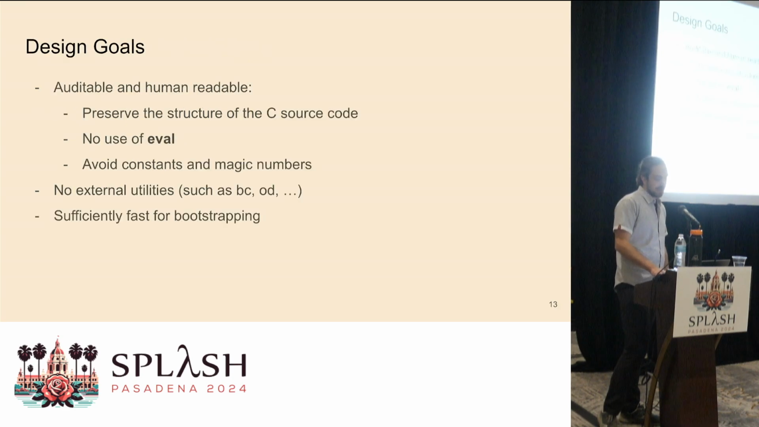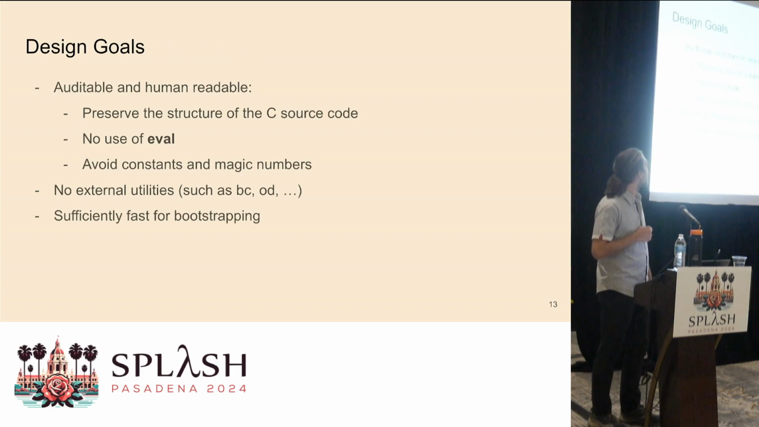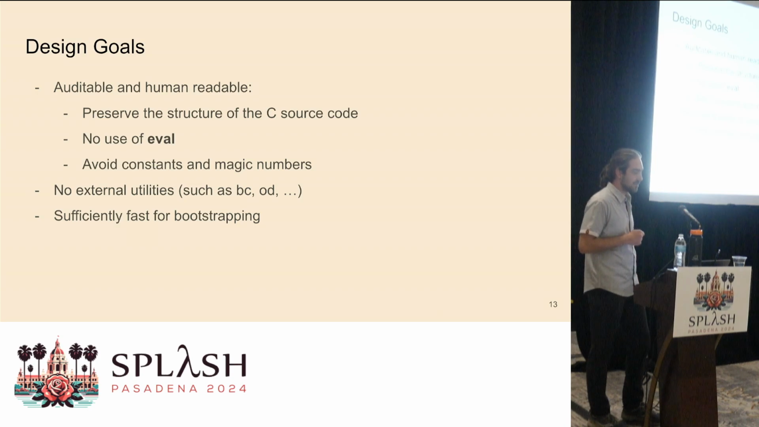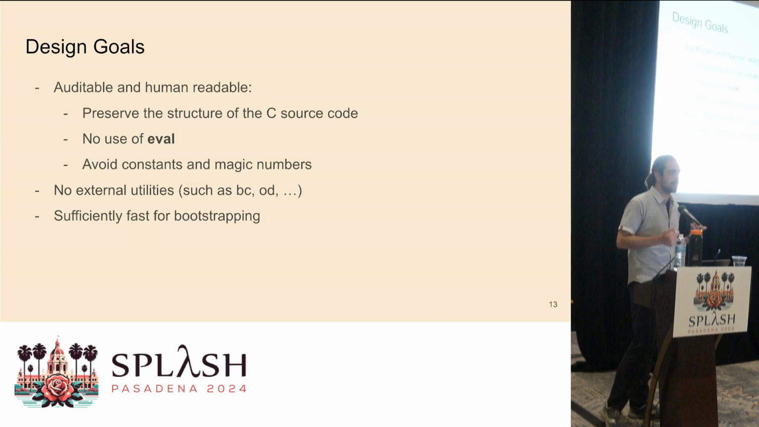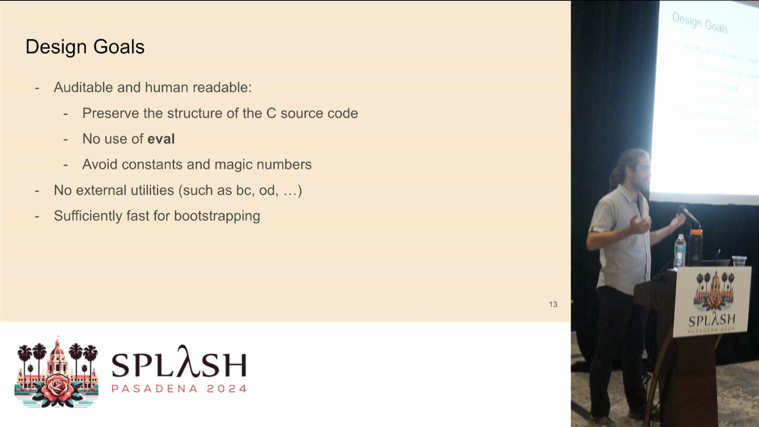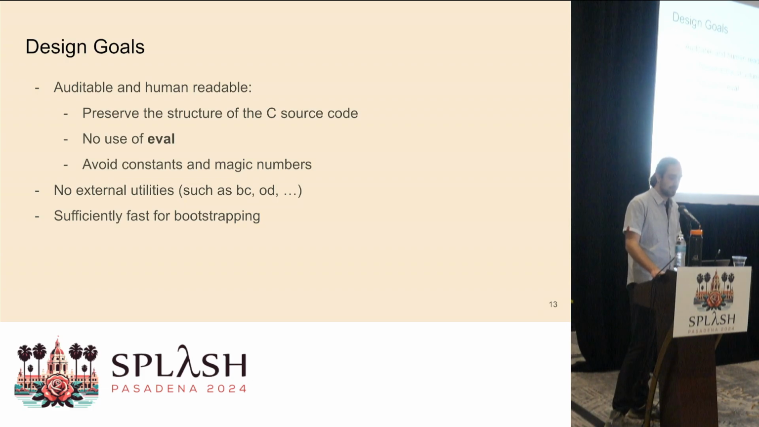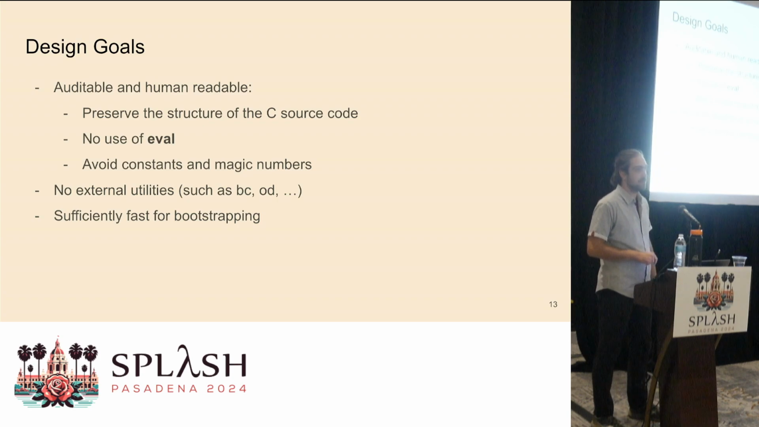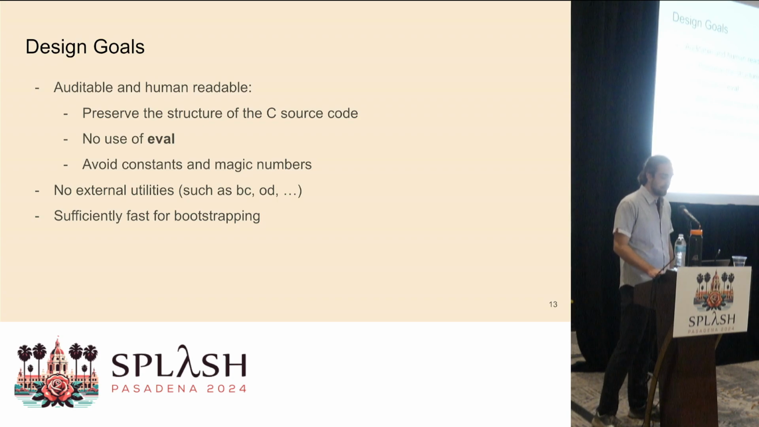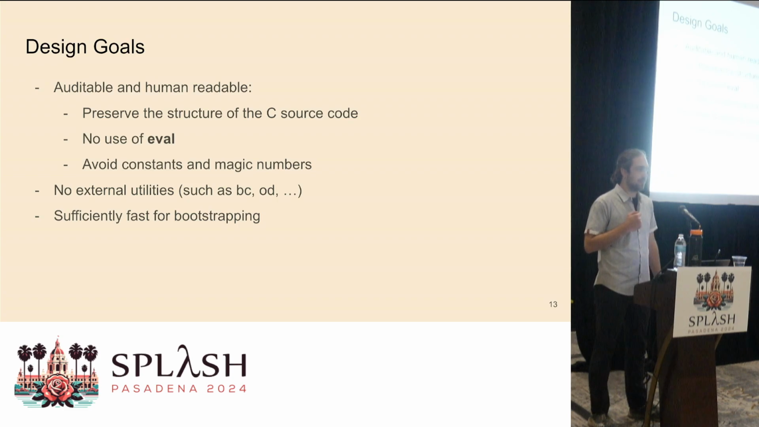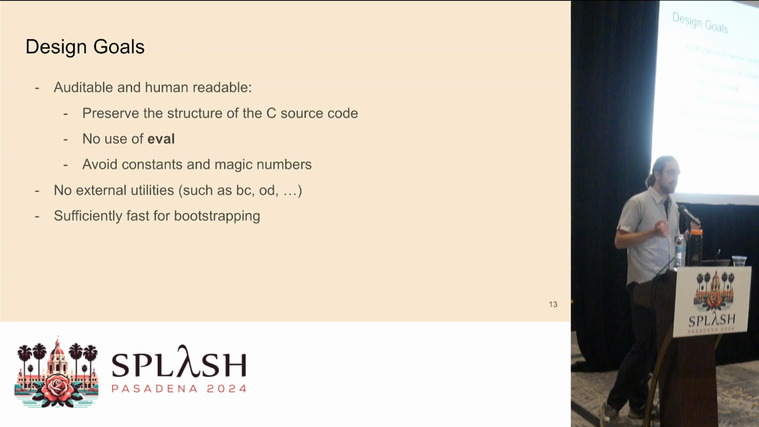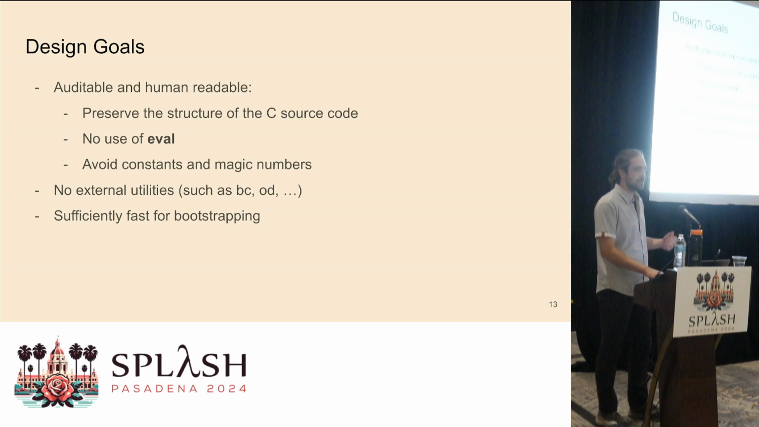On top of that, we also have other design goals. We want to be human-readable, so we have to preserve the structure of the C source code as much as possible. Not use eval, because whenever you encounter eval, you could execute arbitrary code, and that would make auditing very difficult. Verifying constants and magic numbers would be very tedious, so we want to avoid them. And because we want to reduce the amount of pre-built binaries we have to trust as much as possible, we don't want to use any external utility, so no use of bc for arithmetic or od for reading files, and be sufficiently fast for bootstrapping.